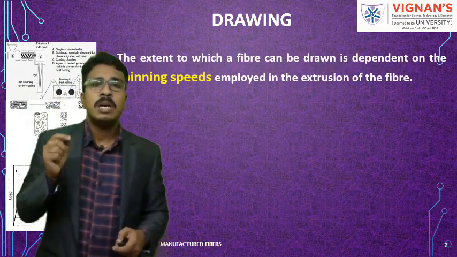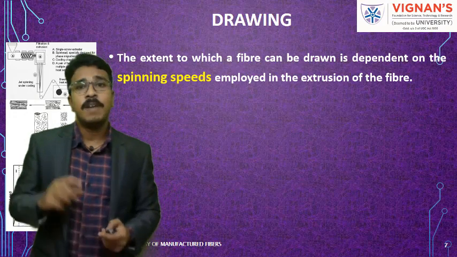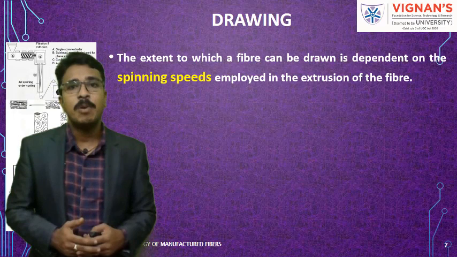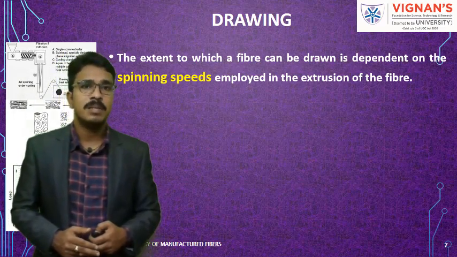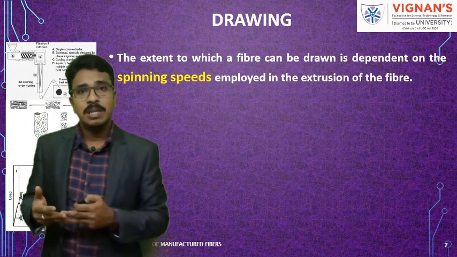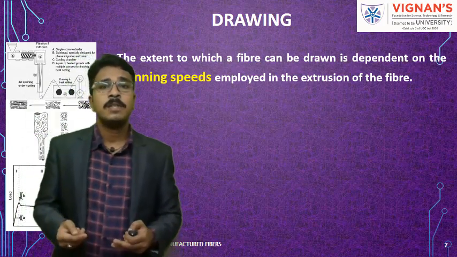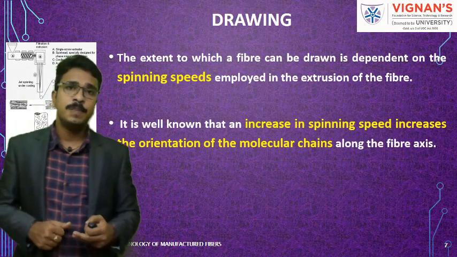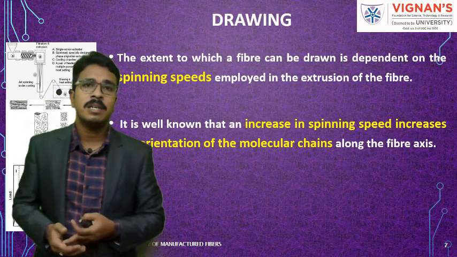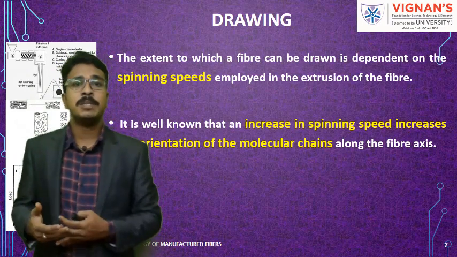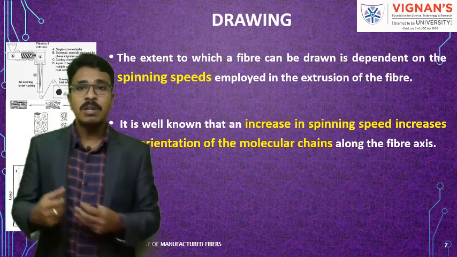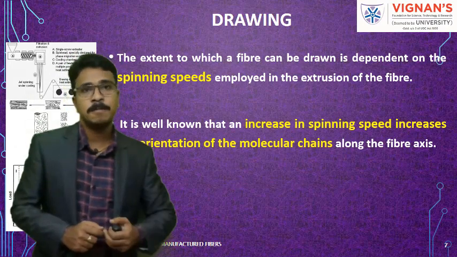Okay, so the extent to which a fiber can be drawn is dependent on the spinning speeds employed in the extrusion of the fiber, obviously. So whatever draw ratios we are imparting depend on the spinning speeds. And it is well known that if you increase the spinning speeds, the orientation of molecular chains along the fiber axis also increases.